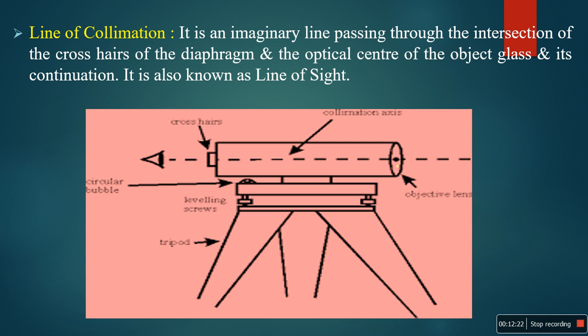This is the imaginary line passing through the intersection of the crosshairs and the objective glass, exactly the center of this objective glass and the center of these crosshairs. This line is called a line of collimation or line of sight. It is not there in the instrument, but it is an imaginary line passing through the center of the objective glass and the center of the crosshairs, called a line of collimation.